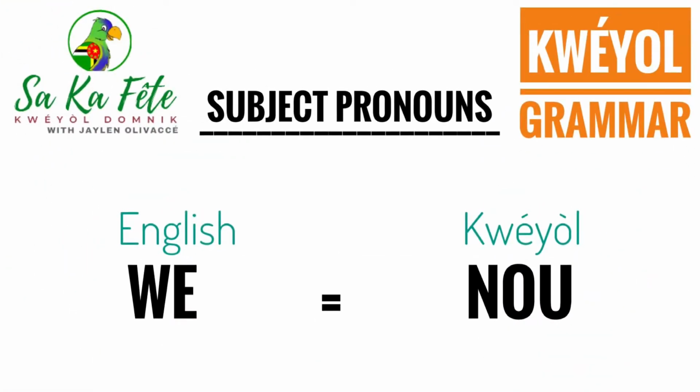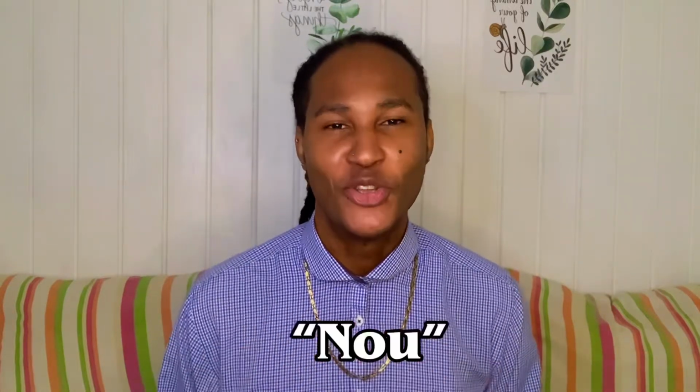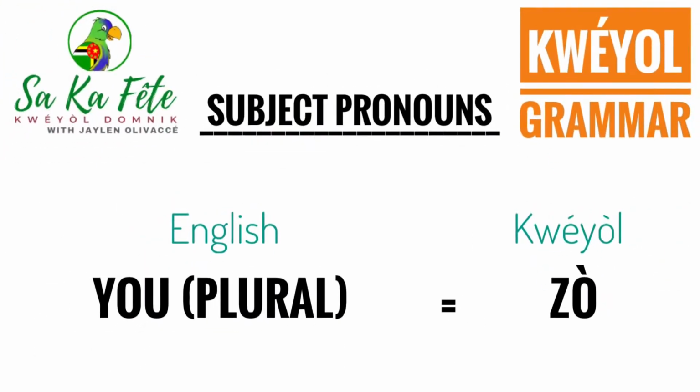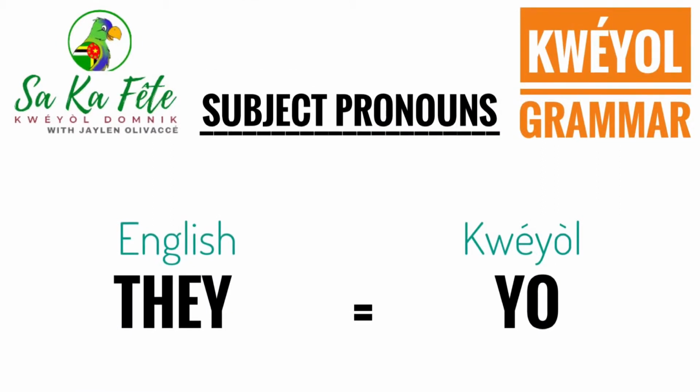Nous. So the pronoun for the word we in Creole would be nous. Now, if you're referring to the plural form of you in Creole, we would say zo. Zo. So the plural form of you in Creole would be zo. Okay, now what if you'd like to say they? How would you say they? The pronoun for the word they in Creole would be yo. Yo. So if you're referring to they in Creole, you would say yo. Alright, and those were our subject pronouns in Creole.